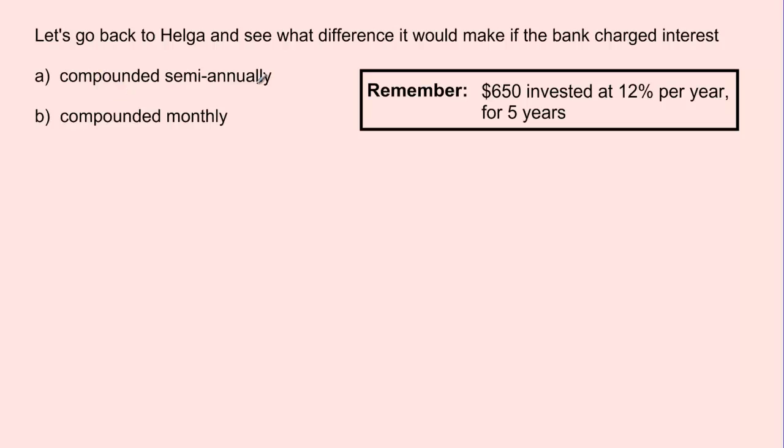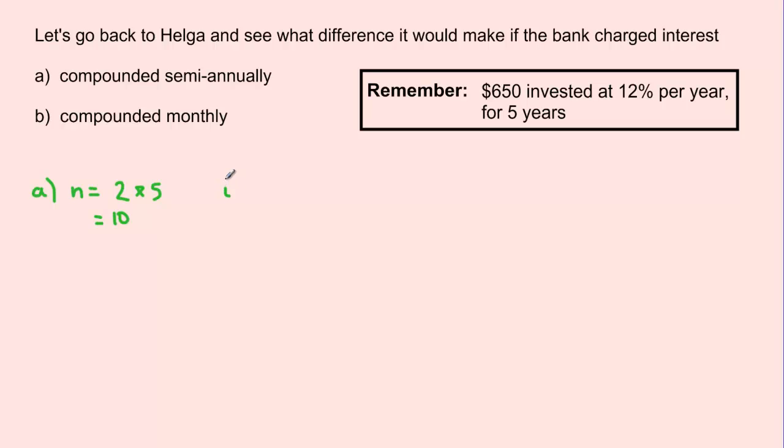So let's compound semi-annually. First of all, we need to figure out our new n value. Remember, our n value is the number of compounding periods. Semi-annually means twice a year. So twice a year for 5 total years would be 2 times 5, which is 10. So our n value is going to equal 10, twice a year for 5 years.